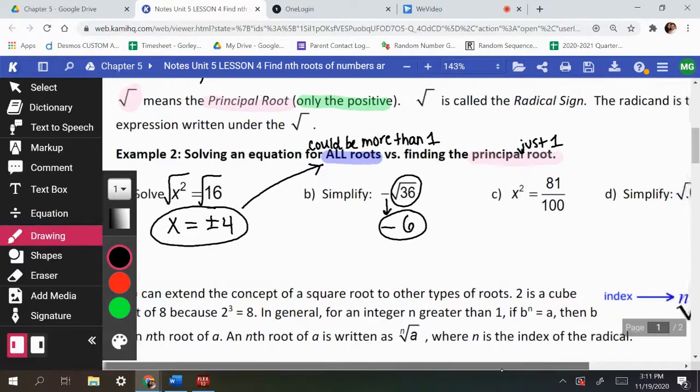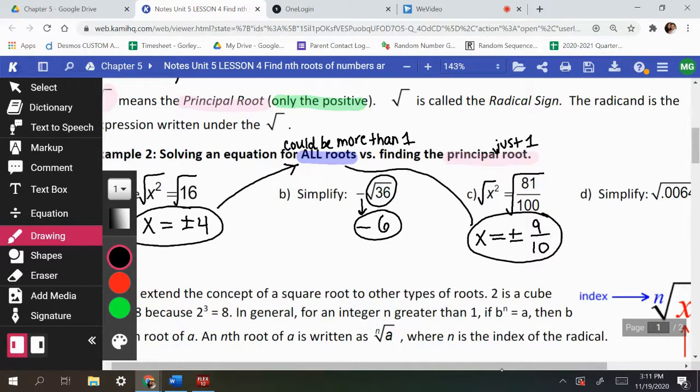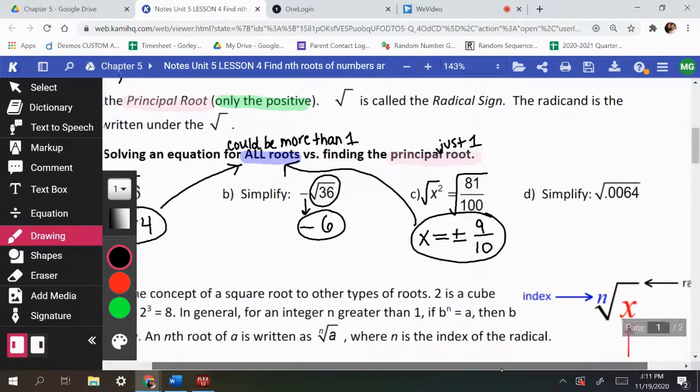In part C, what do you think is happening? Are you drawing in the symbol, or is it already given to you? You're drawing in the radical sign. Because I'm taking an even root on both sides, I'm going to put that plus or minus. The square root of 81 is 9, and the square root of 100 is 10. Again, this is a situation where we're listing all of the roots.